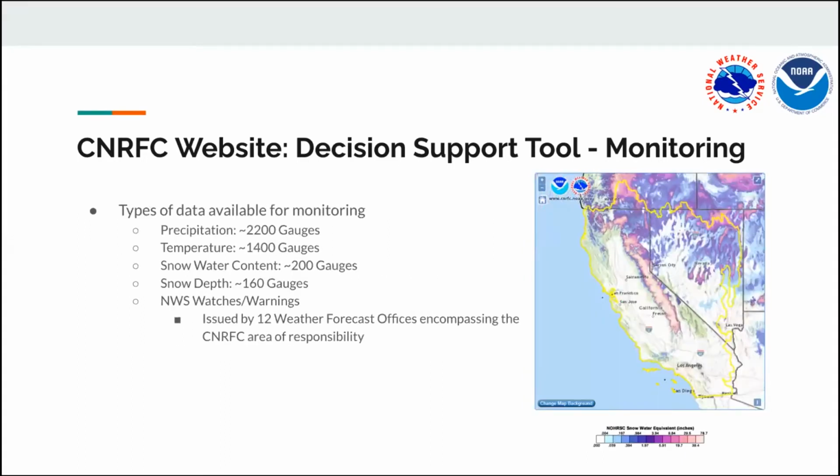Types of gauges that are available: precipitation, we have over 2,200 gauges that we display on our webpage. Temperature is about 1,400 gauges. And then last, when it comes to snow water content and snow depth, we also provide the National Weather Service watches and warnings as an overlay. So you can see also several products like winter storm warnings and such on the interface.